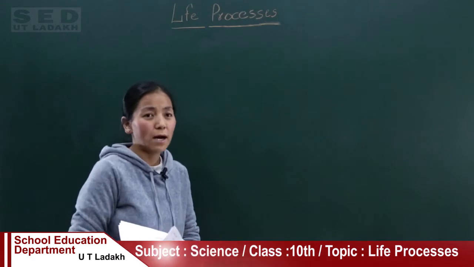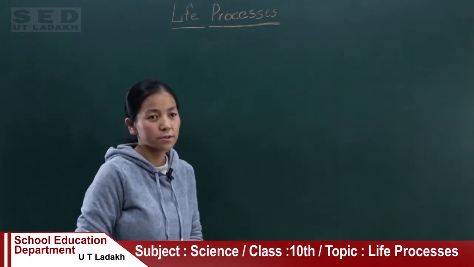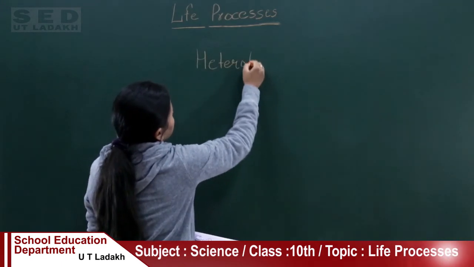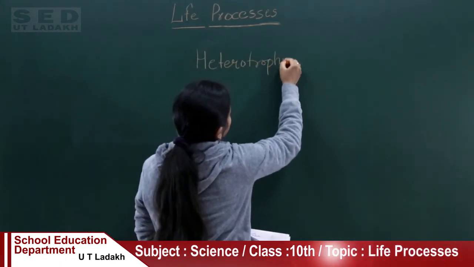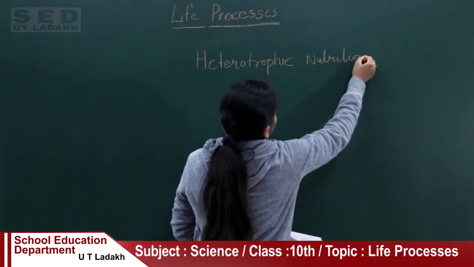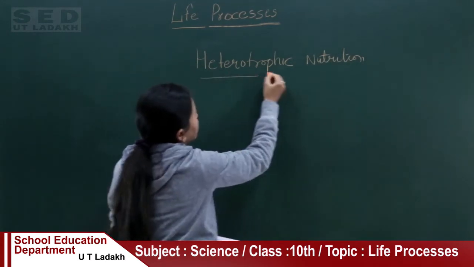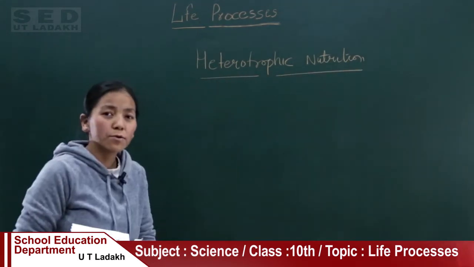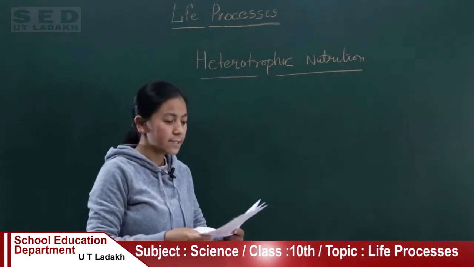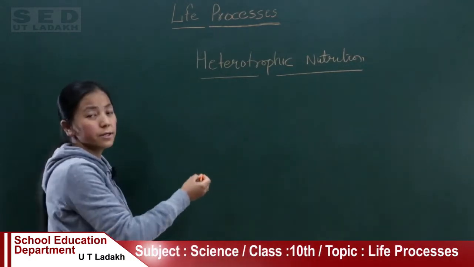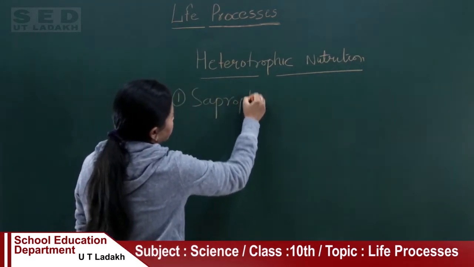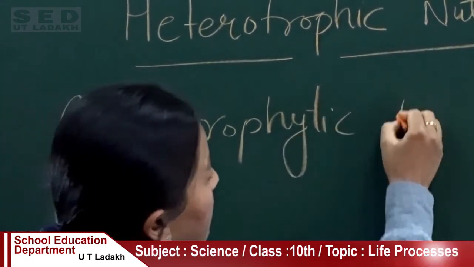Now let's discuss the heterotrophic mode of nutrition. Heterotrophic mode of nutrition is that mode of nutrition in which an organism is dependent on another organism for its food. For example, human beings and animals are all dependent on other organisms, mostly plants, for their food. So in this mode of nutrition, let's talk about the saprophytic mode of nutrition. Saprophytic nutrition.